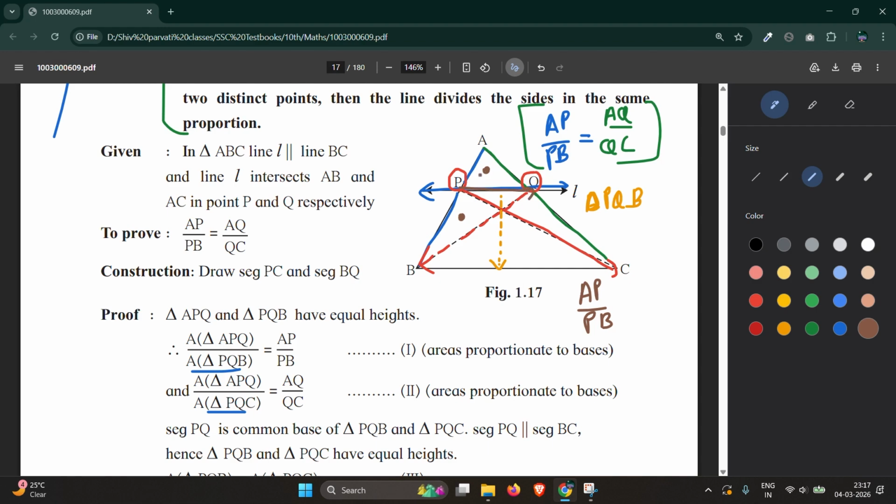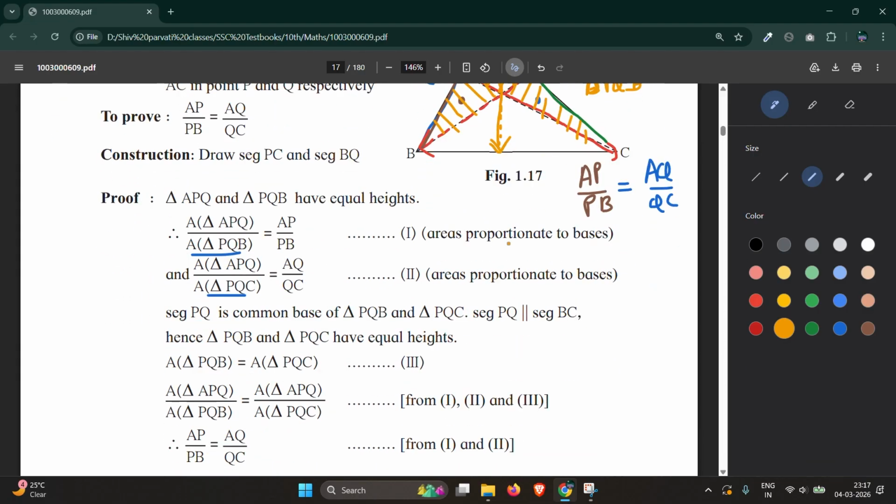So the ratio of the areas is just the ratio of the bases. Then we took the ratio of areas for these two triangles, which is just AQ upon QC with the same logic. And now we can say that these both things are equal because we proved that this triangle over here, let me shade it in yellow, has exactly the same area as this triangle over here. And why is that? Because they both share the same base and the same height.